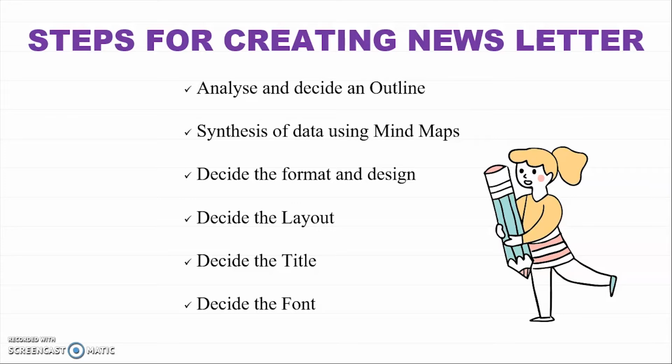So you are going to use some design, like a border, color, and what image you are going to insert. We have to decide all those things. Then we have to decide the layout, either it is going to appear in 2 columns or 3 columns, how many columns and rows your newsletter is going to have. Then you have to decide a proper, appropriate title for our newsletter.